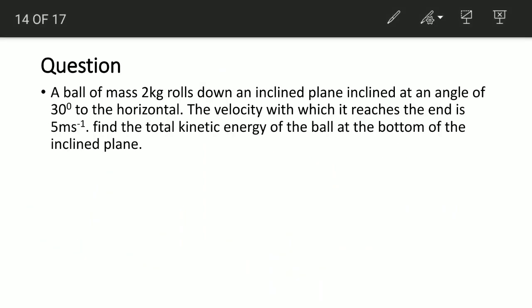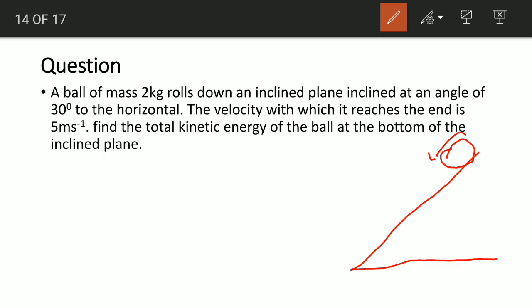Now let's look at this question here. A ball of mass 2 kg rolls down an inclined plane, inclined at an angle of 30 degrees to the horizontal. The velocity with which it reaches the end is 5 meters per second. Find the kinetic energy of the ball at the bottom of the inclined plane. Now, in our first lecture on rotational motion, I told us that whenever a ball rolls down an inclined plane, it experiences two motions. One is the linear motion and the other is the rotational motion. So let's assume we have a diagram this way. Then the angle here is 30 degrees, that means the angle of the inclined plane.